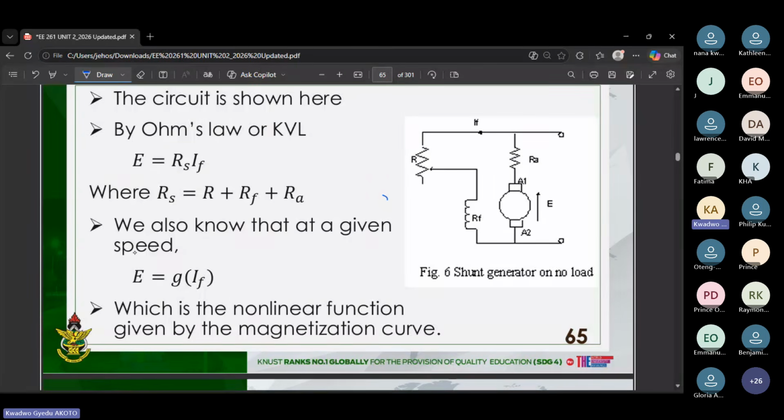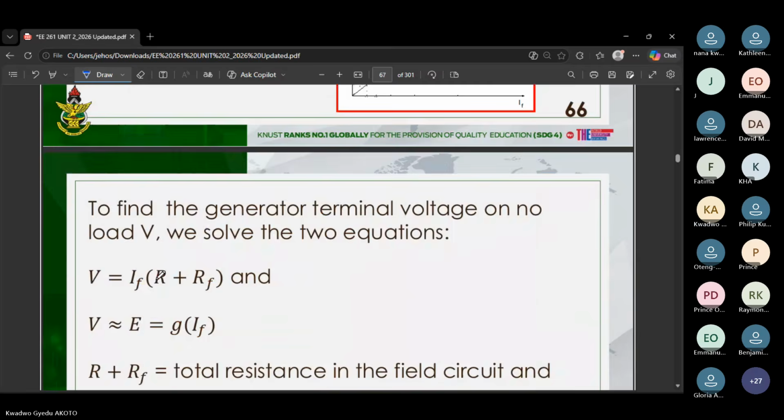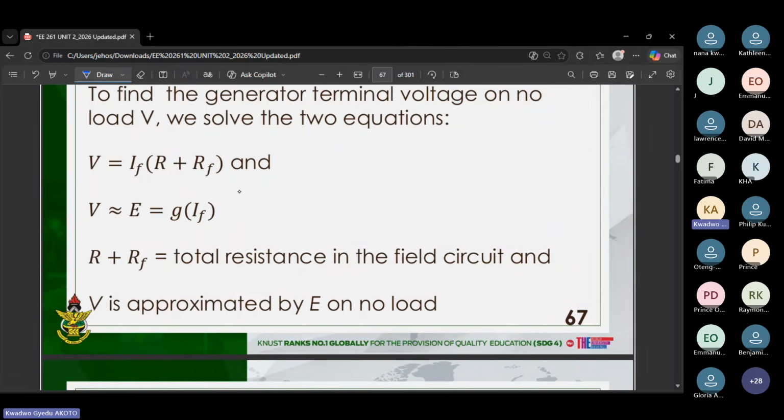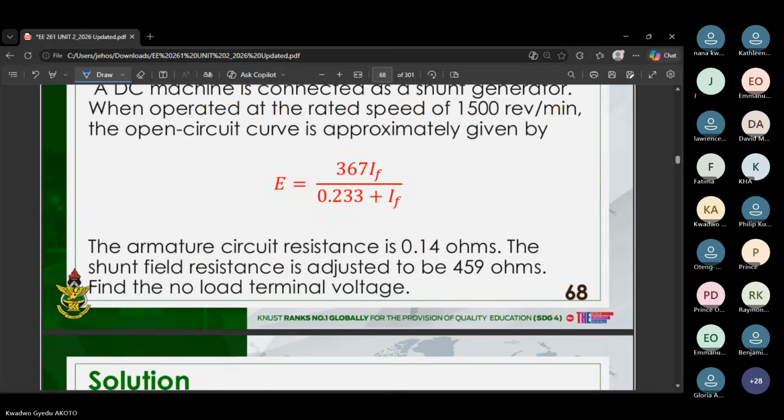Okay, yeah. So on no load, we know that our E is equal to some function G of IF, right? And we also know that on no load, our no load voltage is approximately equal to our E, which is this, right?